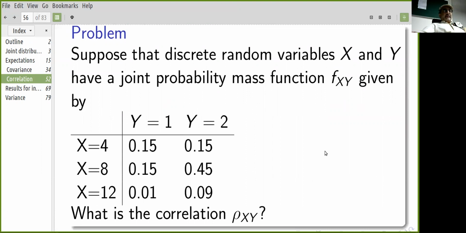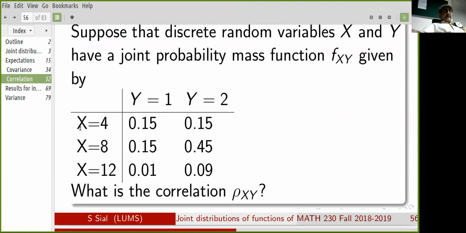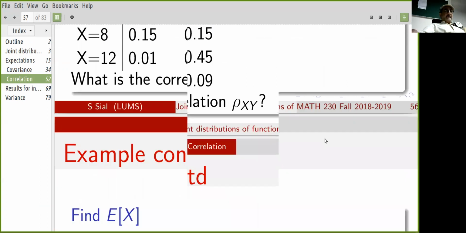Here's a problem. Supposing that I have discrete random variables x and y, they have a joint PMF f sub xy, given by: for (4, 1) is 0.15, for (4, 2) is 0.15, for (8, 1) is 0.15, for (8, 2) is 0.45, for (12, 1) is 0.01, and for (12, 2) is 0.09. We ask, what is the correlation rho sub xy?